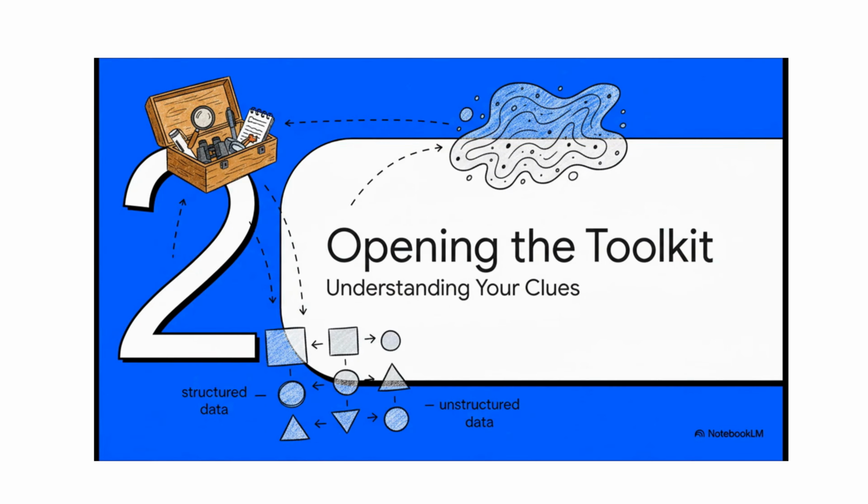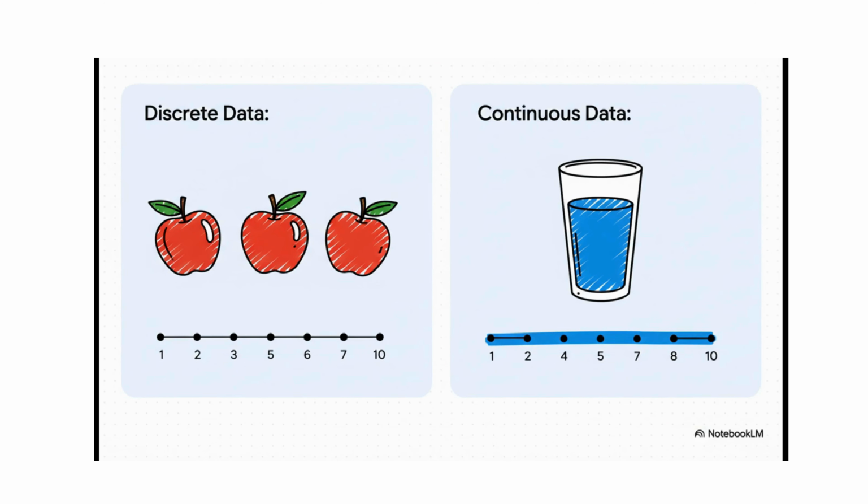Every good detective has a toolkit, right? And for us, the very first tool is learning how to identify our clues. Because in the world of data, our clues really only come in two main flavors. So on one side, you've got discrete data. These are the things you can count. 1, 2, 3, 4, like the number of people in a room. They're whole, separate numbers. And on the other side, you've got continuous data. These are things you measure, like how tall someone is or the temperature outside. It can be any value within a range.